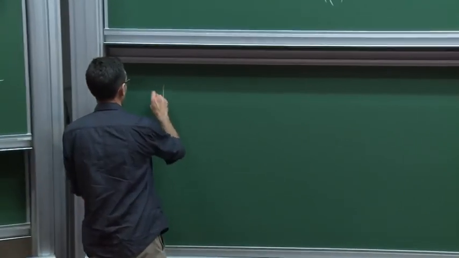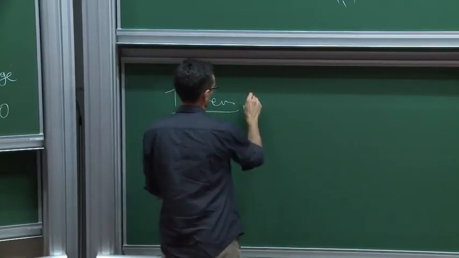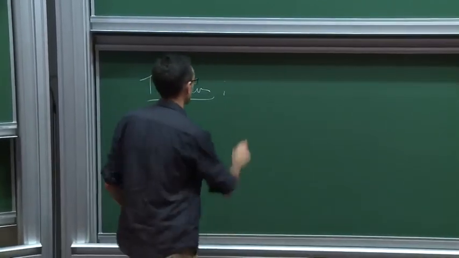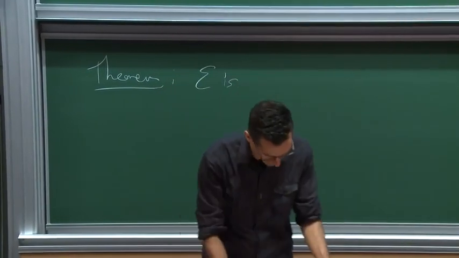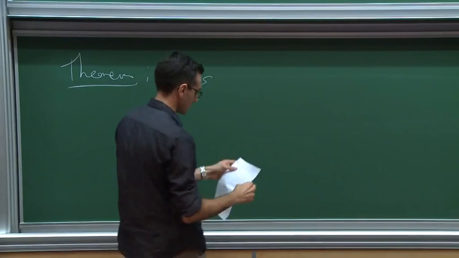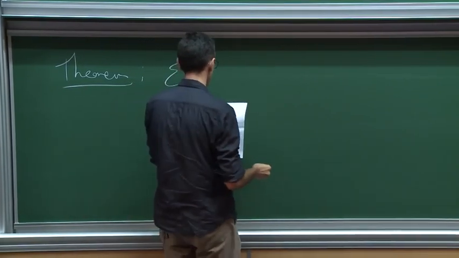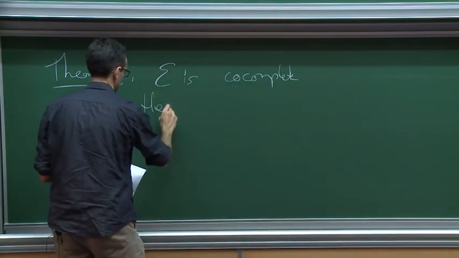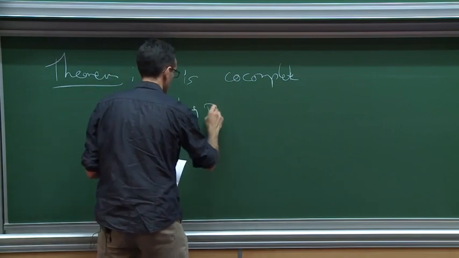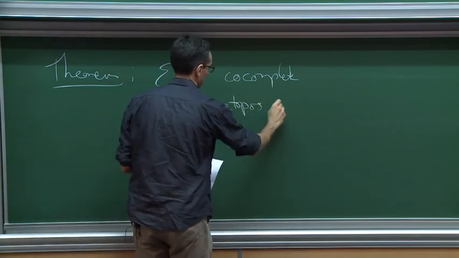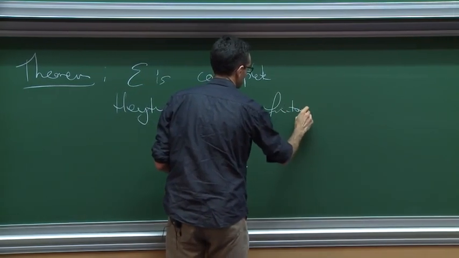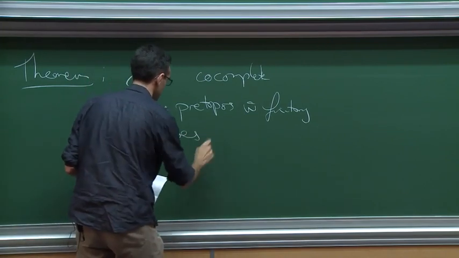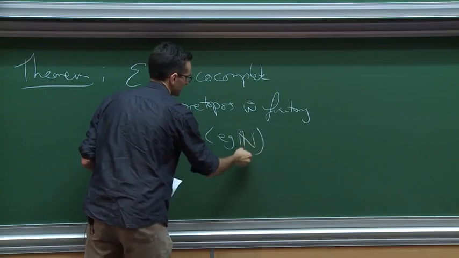So I've got to say the theorem. So he has very specific choices, yes? Okay. So E is almost a topos. Cocomplete, Heyting pretopos with finitary W-types, e.g. a natural number object.